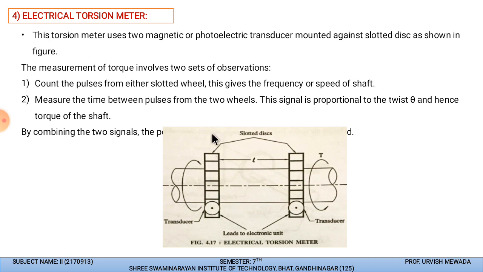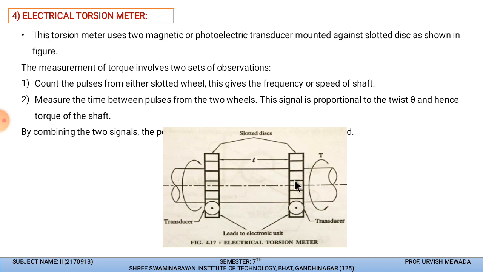So what the setup is doing is that any one of the transducers will measure the pulses of either part of the disc, and these pulses describe the frequency or speed of the shaft. And the measurement of the time duration between consecutive pulses of the two wheels gives a signal proportional to the twist theta. So from that theta we can get the value of the torque using such a setup.